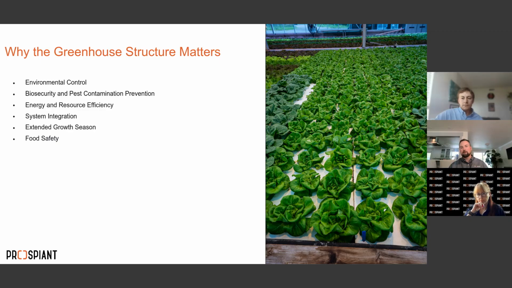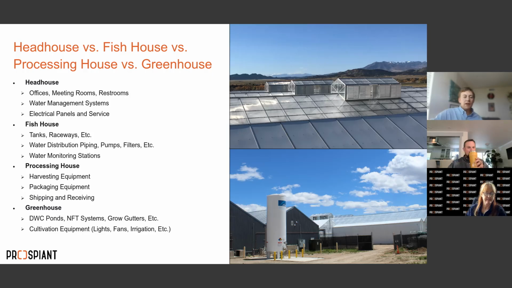And you're definitely not going to raise a vine crop in Montana in the winter months, without, 9 months of the year, without a greenhouse. Exactly. So moving on from that and kind of talking about the different components of what an aquaponics facility actually looks like.